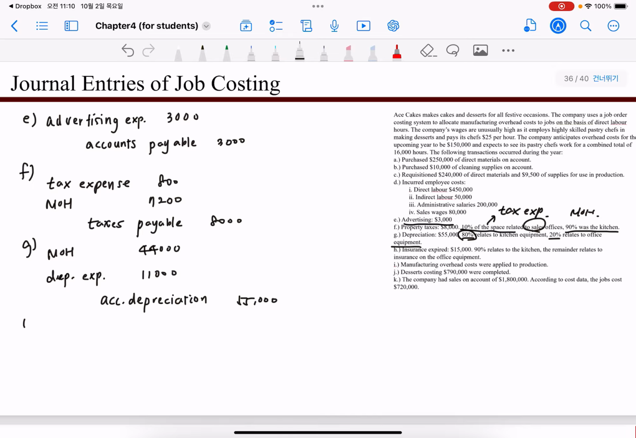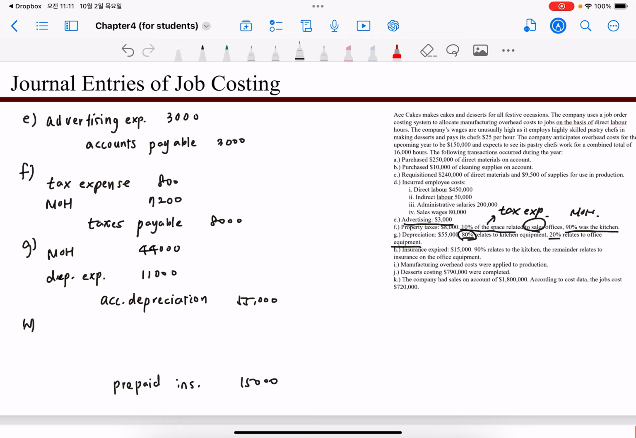And then H, we have insurance expired. So normally you pay the total insurance premium upfront, and then once a certain period expires, you credit the prepaid insurance, which is the asset account that you debit upfront, right? So when a certain period of insurance is expired, then you credit what's called the prepaid insurance. So that amount is 15,000.